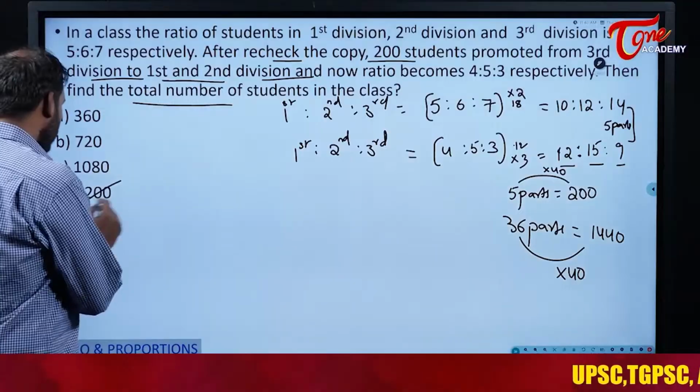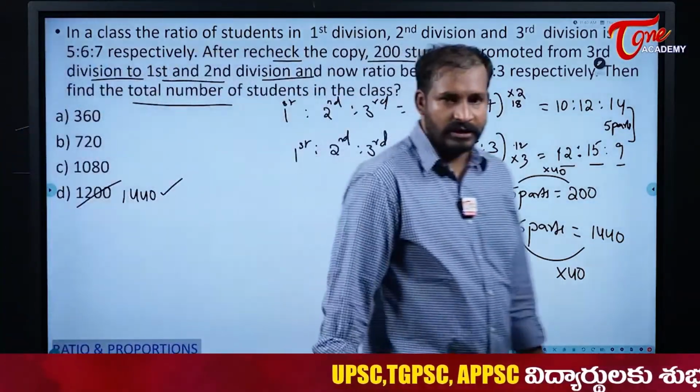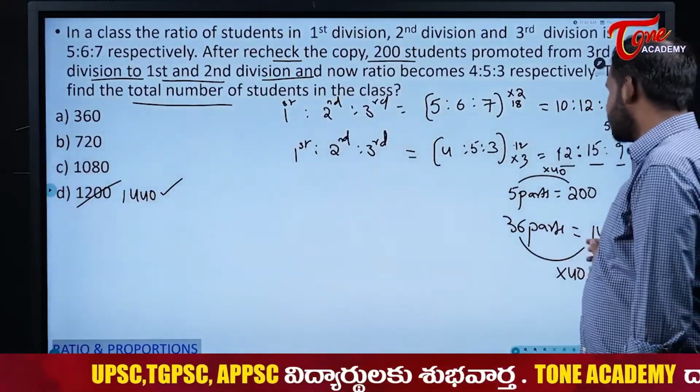So students, there is some change here, no need to worry. There is a wrong option. I consider this as 1440. Your answer becomes 1440 here. So 5 parts is 200, 36 parts becomes 1440.